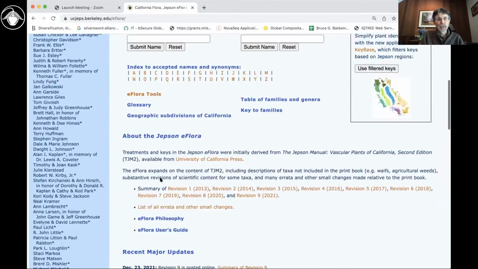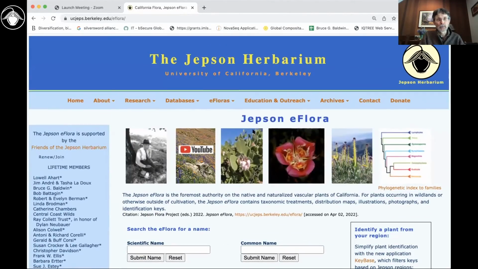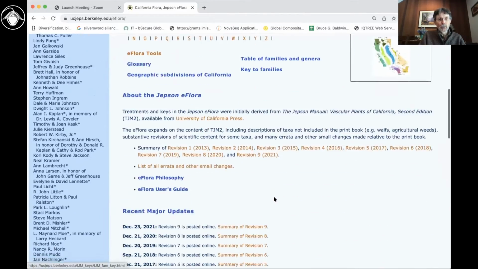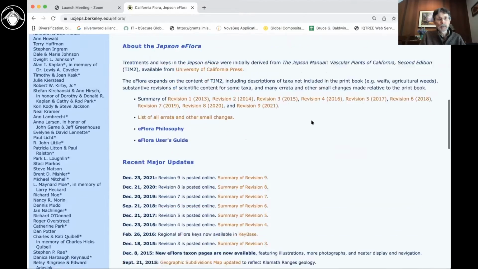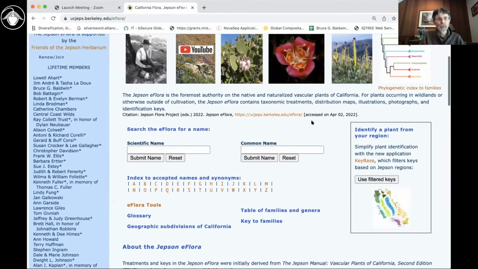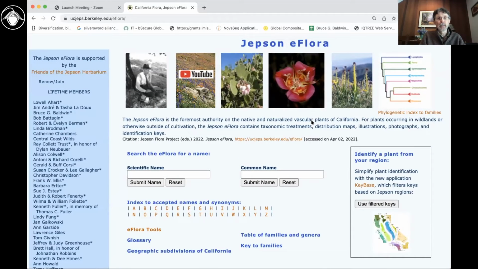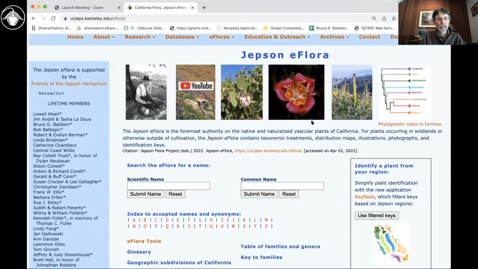And I should point out, this is the homepage for the Jepson eFlora within the Jepson Herbarium website. Every year since 2012, we have released revisions of the Jepson eFlora where you can find changes that have been made, but they're totally incorporated into the eFlora, so you don't need to do that.